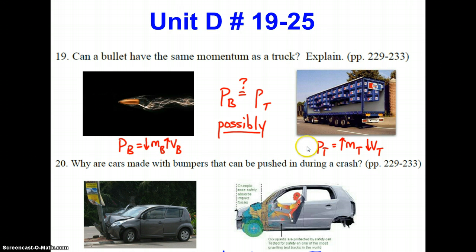Over here at our tractor trailer, this truck has a large mass, but relative to the speed of the bullet, it has a low velocity. So the velocity of the truck is small. So the truck's momentum would be the product of its mass and velocity. And you can see that it would be possible, theoretically, to have the momentum of a bullet and the truck be the same because of the difference in the mass and the difference in the velocity. It is possible.